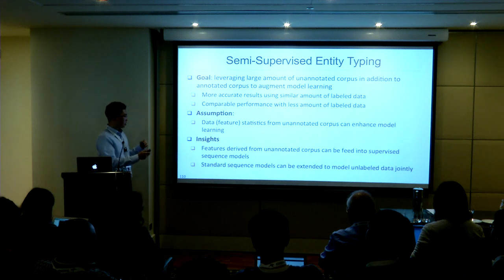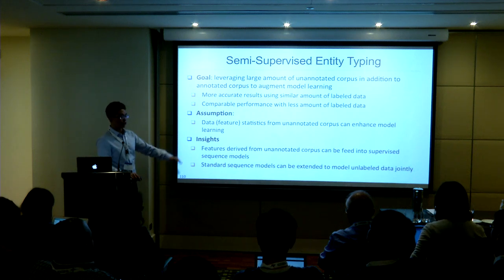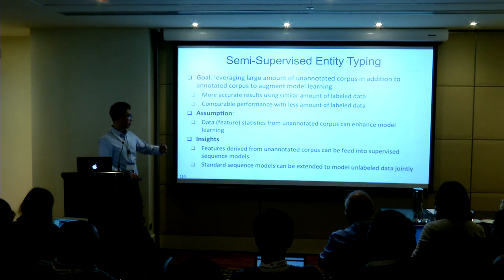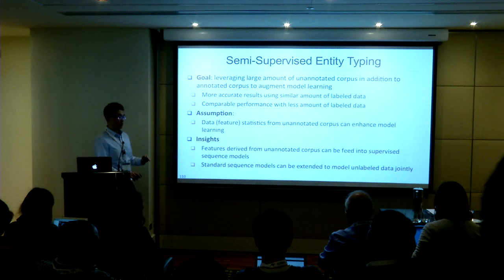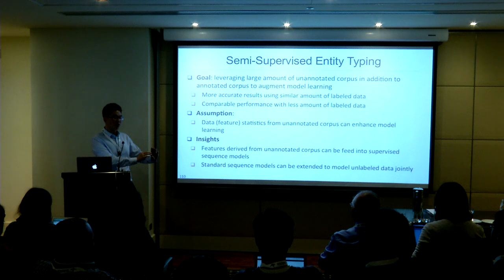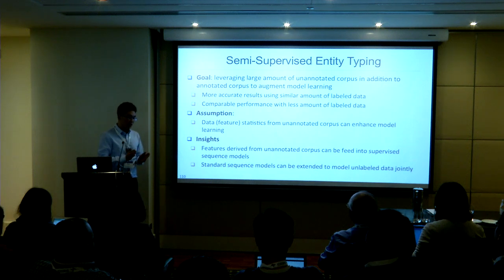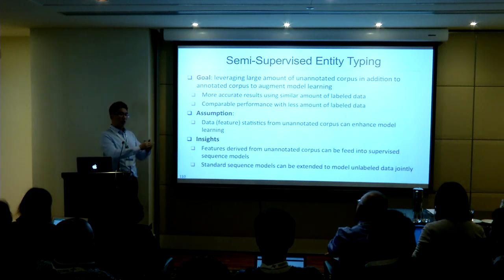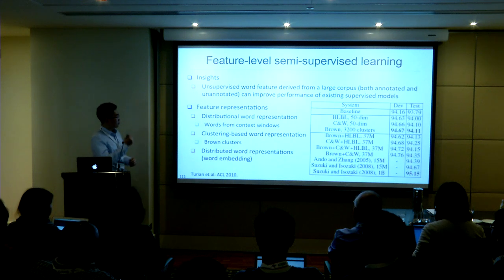So there are actually two kinds of approaches to go along this way, and they rely on two different insights. The first one is that if you derive some extra features out of this unannotated corpus, these features can be fit into the standard or sequence model label training process, and these features can boost the performance. That's one way. The other way is to ask, can I extend those classifier or sequence models to model this unannotated part in the model jointly? So that's the second way. Let's first look at the first way.